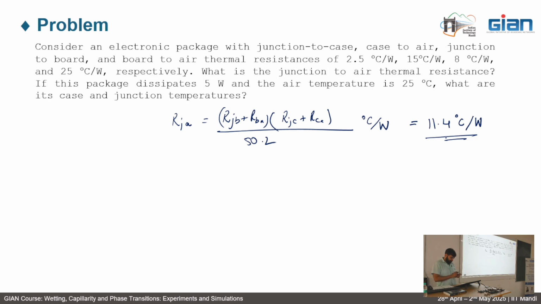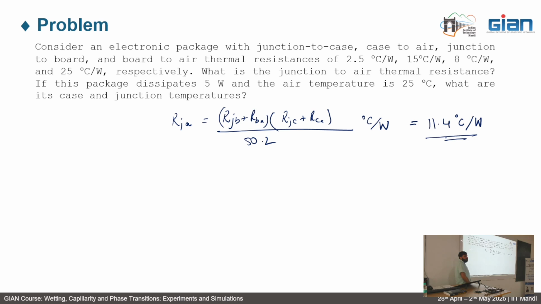Now the second question is what we engineers mostly get. If this package dissipates 5 watts and the air temperature is 25 degrees centigrade, what are its case and junction temperatures? This is what is important for us, because here we are given that this device operates at, let's suppose, 25 degrees centigrade. That is the ambient temperature. So if this package is dissipating this much heat, then what would be the junction temperature? Because junctions are more susceptible to failures. It is the junction that has the maximum temperature.